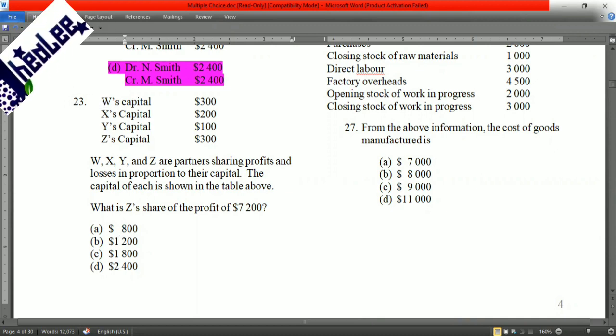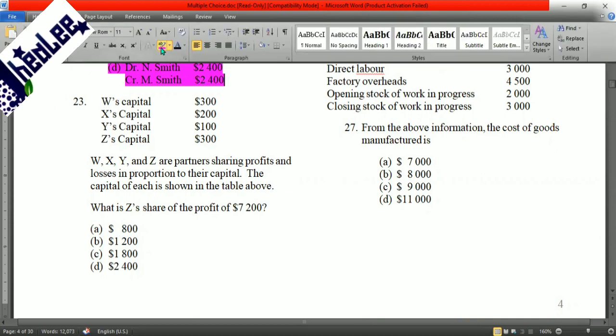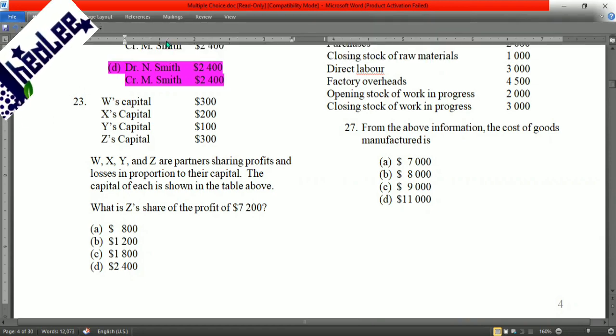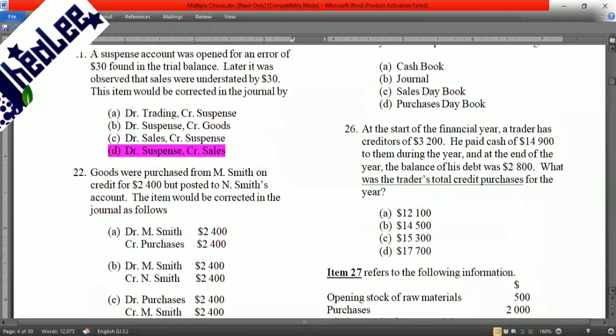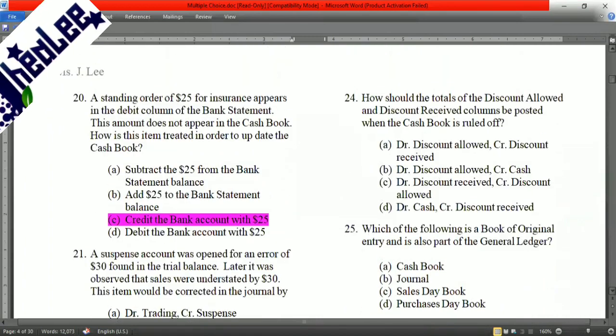So our result for that one is 2,400, which is D. We're now going to move into question number 24.